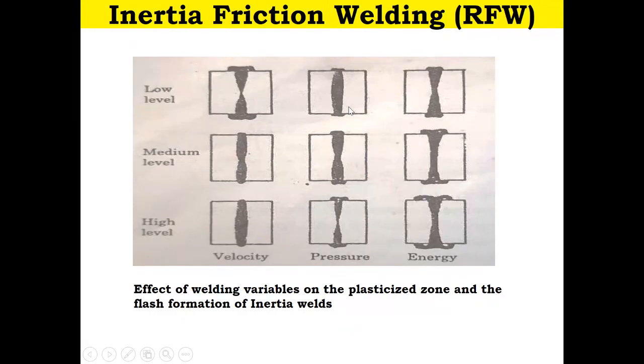When the parameter level is medium, we could achieve this kind of weld bead. When it is a high level, velocity is high, flash formation will be like this. When the pressure is high, we can have this kind of joint, also the flash formation.